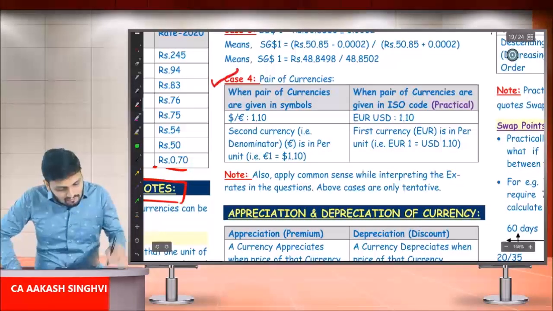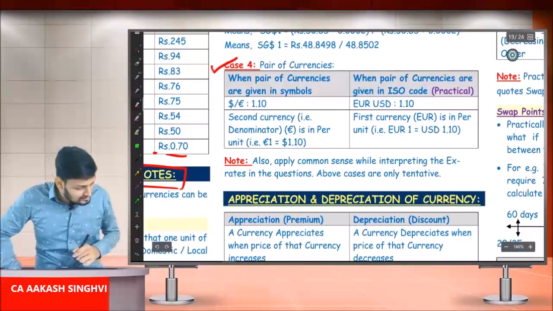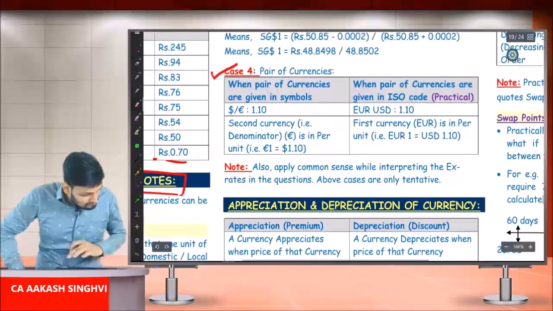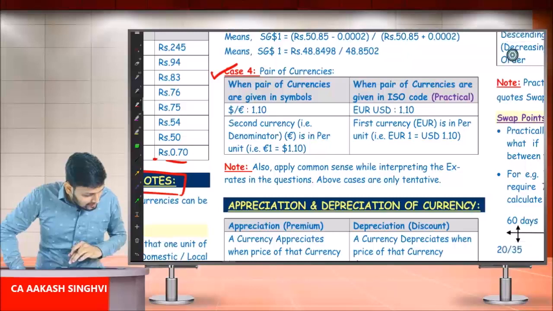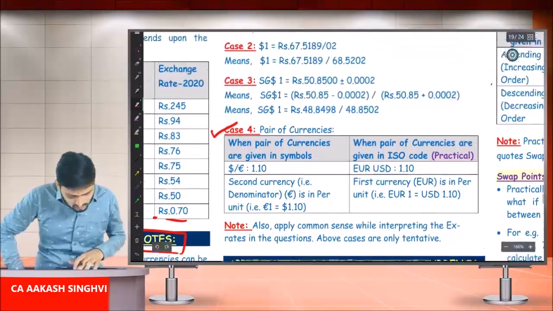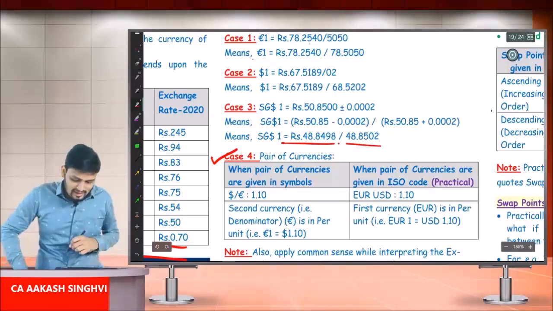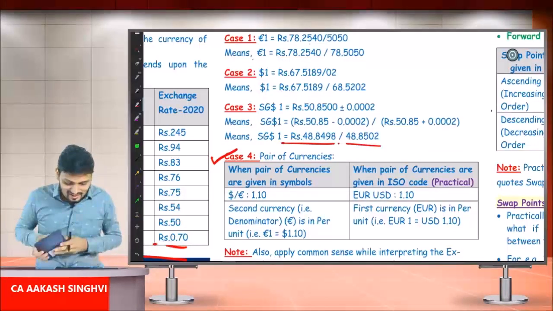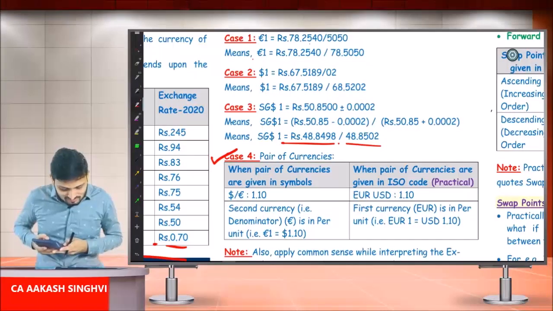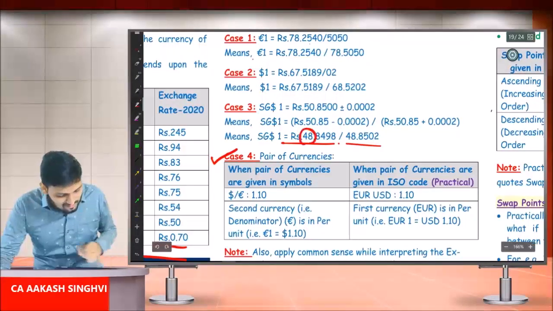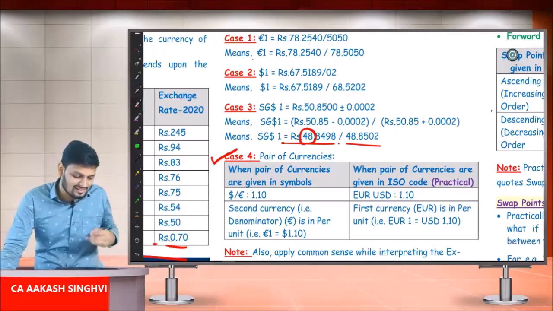Okay. Pair of currency. Case 3 answer 50. Okay, one second. The case 3 answer, yes, I have made a mistake here, guys. The case 3 answer should have been 50.84. I have substituted 50 but written 48 instead of 50.